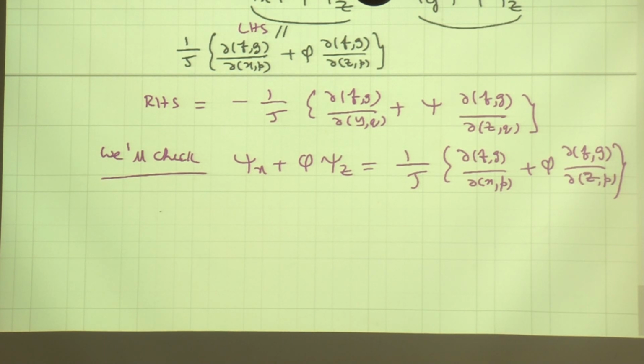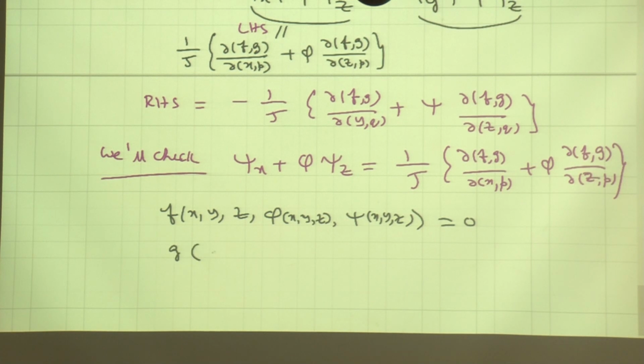One is this, f of x, y, z, phi of x, y, z, psi of x, y, z. Because we solved for p and q, no? So this is equal to 0. We also have the same thing with g, equal to 0.